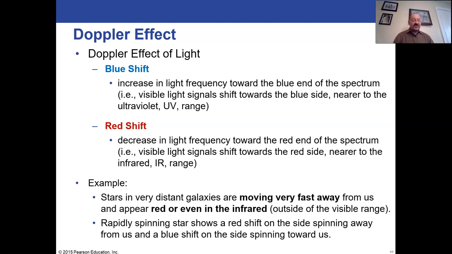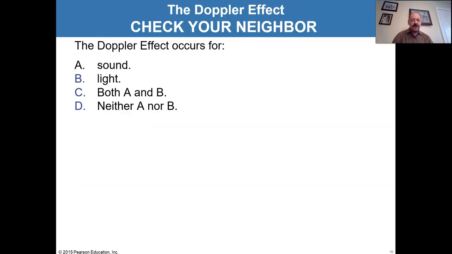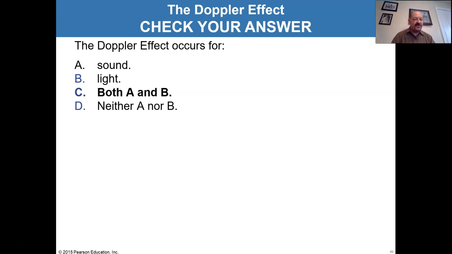So stars in very distant galaxies are moving incredibly fast away from us and will appear redder to us. They'll appear even in the infrared outside of the visible range. Rapidly spinning stars will appear redshifted on the side spinning away from us, and blue shifted on the side spinning towards us. So the Doppler effect occurs for sound, light, both, or neither? Well, we've been talking about both. It's both. Any waveform will have this.